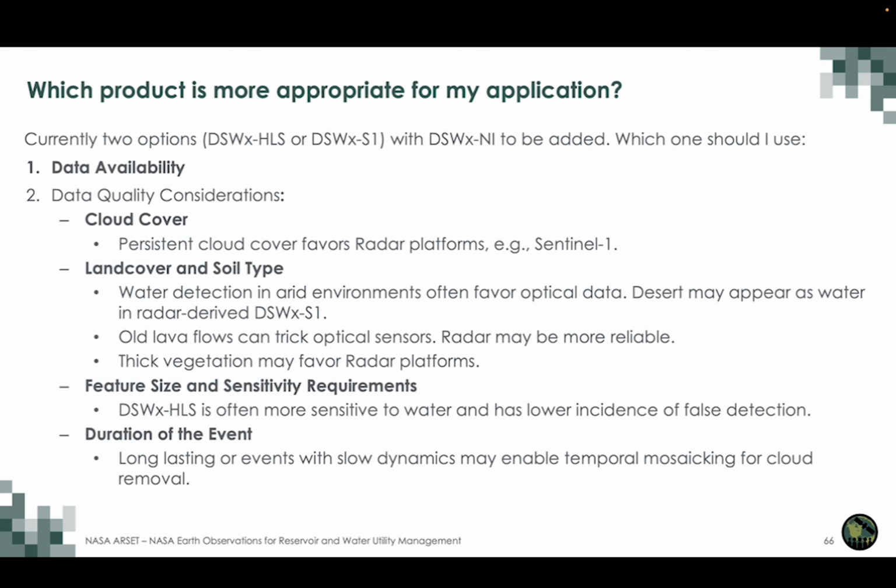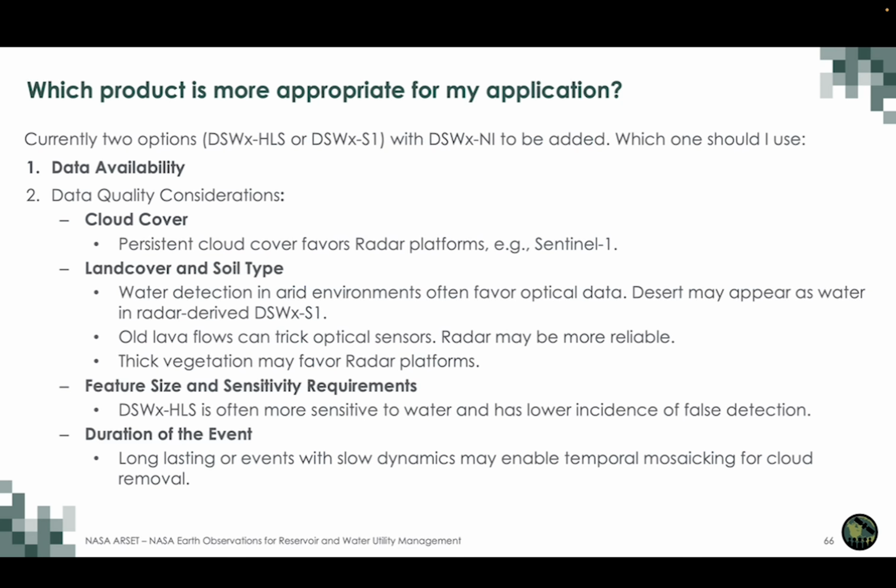The most significant factor is cloud cover. If your basin experiences persistent cloud cover, especially during critical spring storms, radar platforms like Sentinel-1 are essential because they see through the clouds. Land cover and soil type also play a role. In arid environments, dry desert sand can mimic the smooth surface of water in radar imagery, causing false positives. Therefore, optical data is much better for dry desert reservoirs.